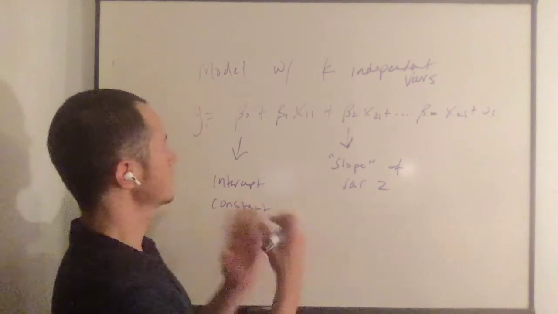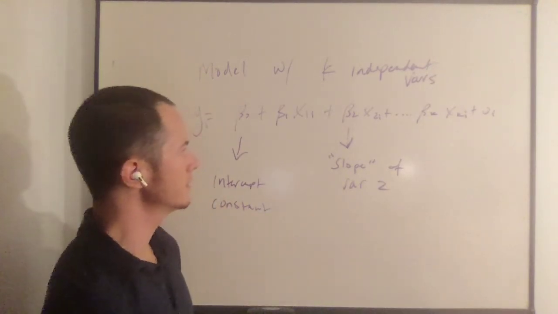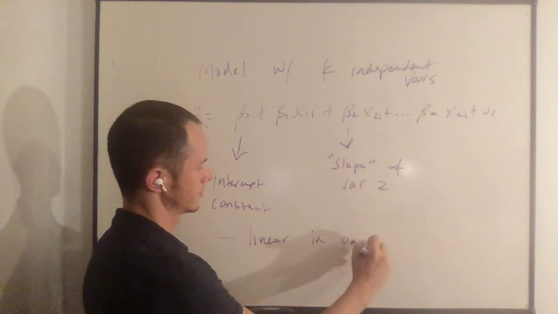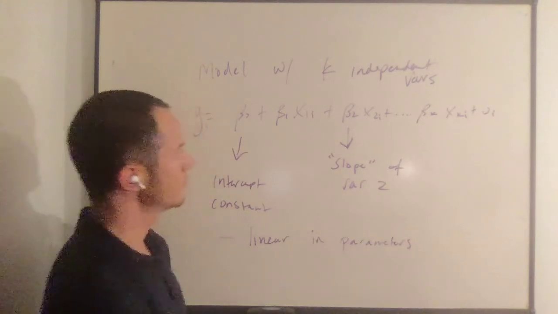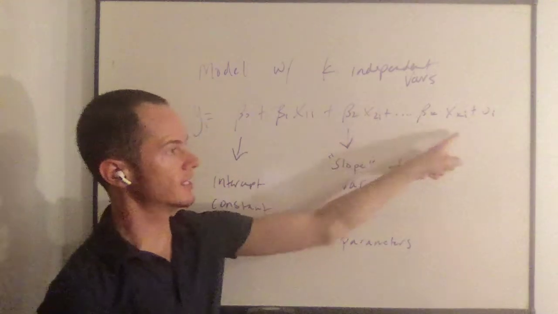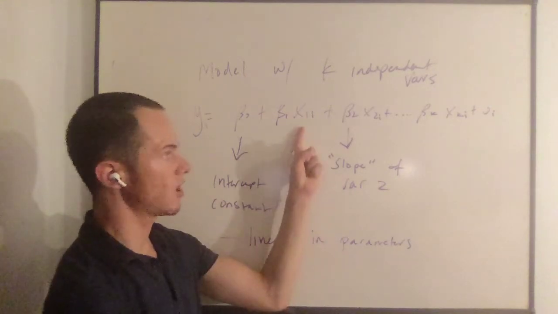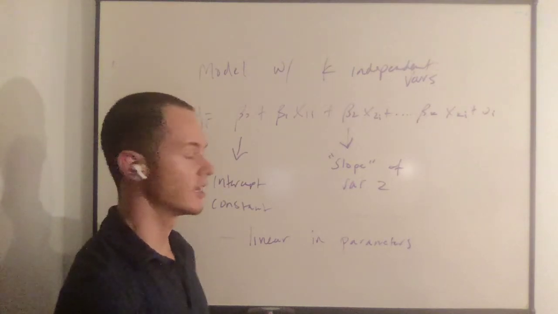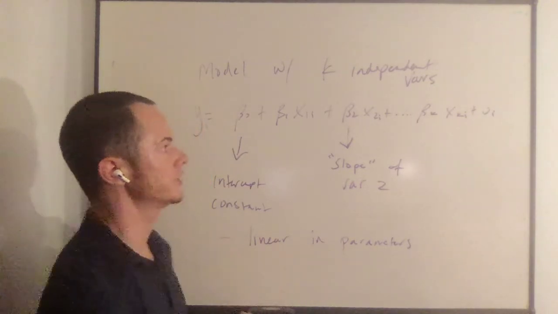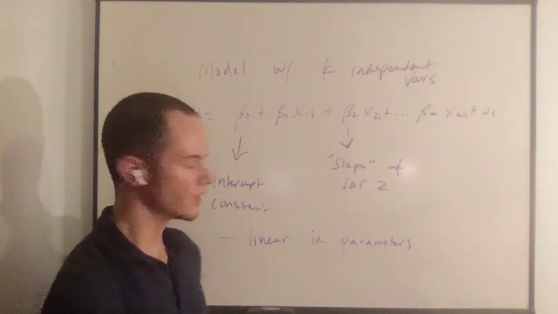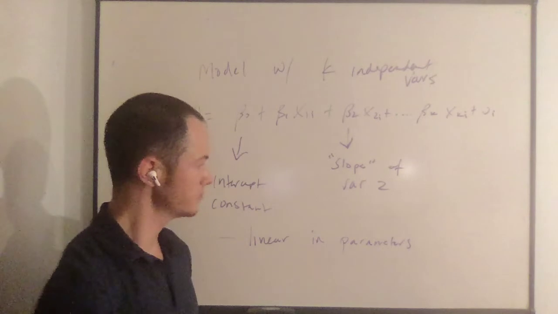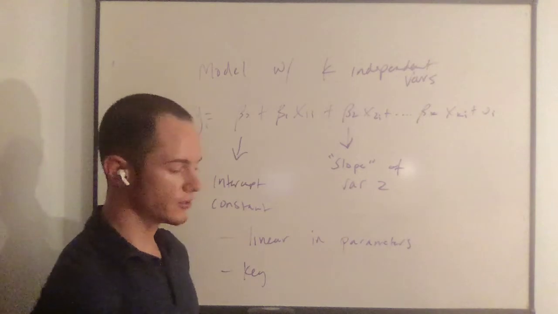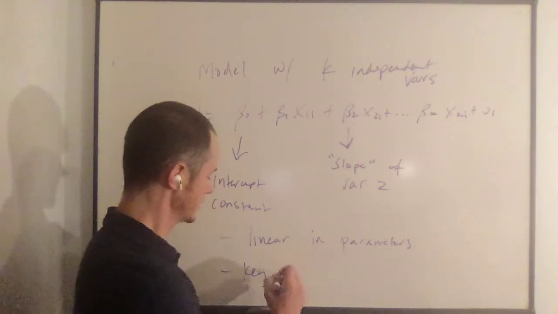Do observe that this model with k independent variables is linear in parameters. However, we can have some nonlinearity in the data, where we can have log transformed data, or polynomials in the data, or interactions, but the model must be linear in parameters, and that's what we have here. And the key assumption for the general multiple regression model is the zero conditional mean assumption.